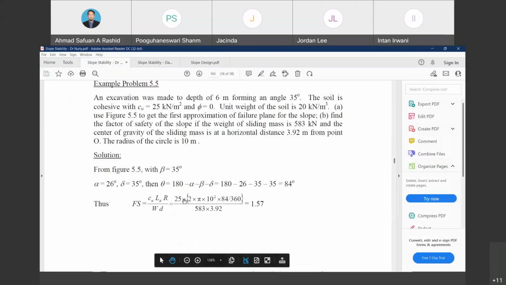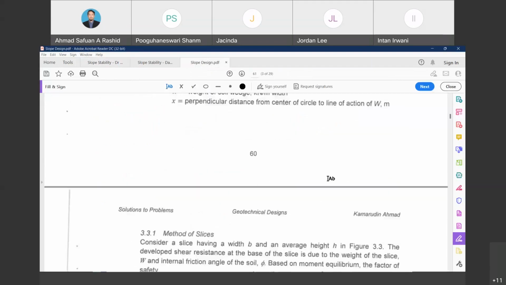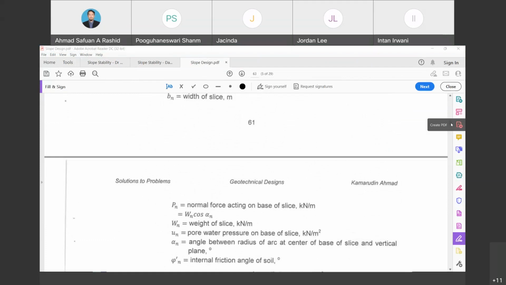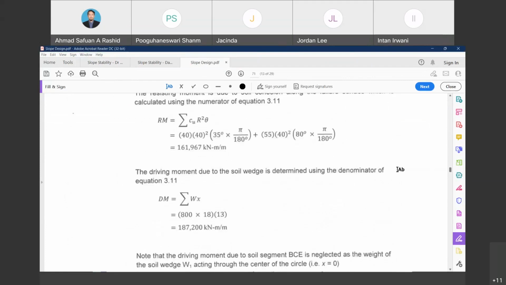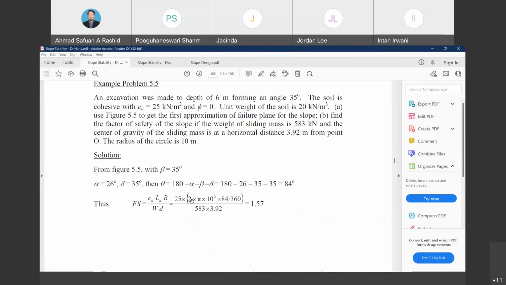For this case, R is equal to 10. So R theta, where theta is 84. We need to change the degree to radian, 84 times pi over, not 360, is it supposed to be 180? Oh, because he used 2 pi.